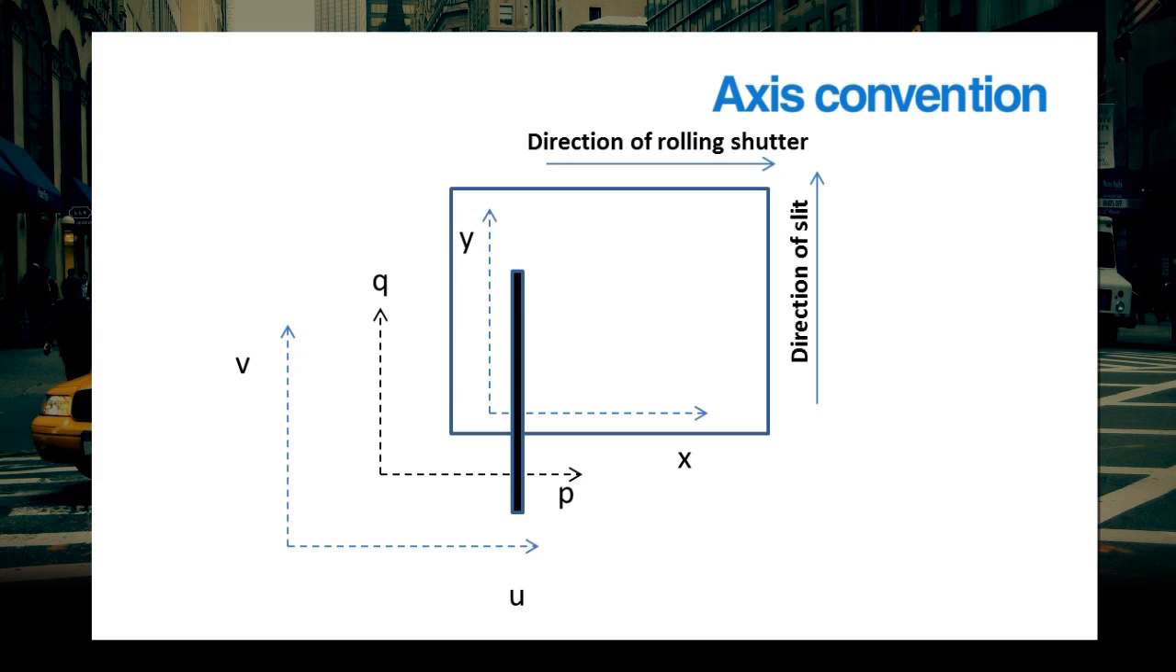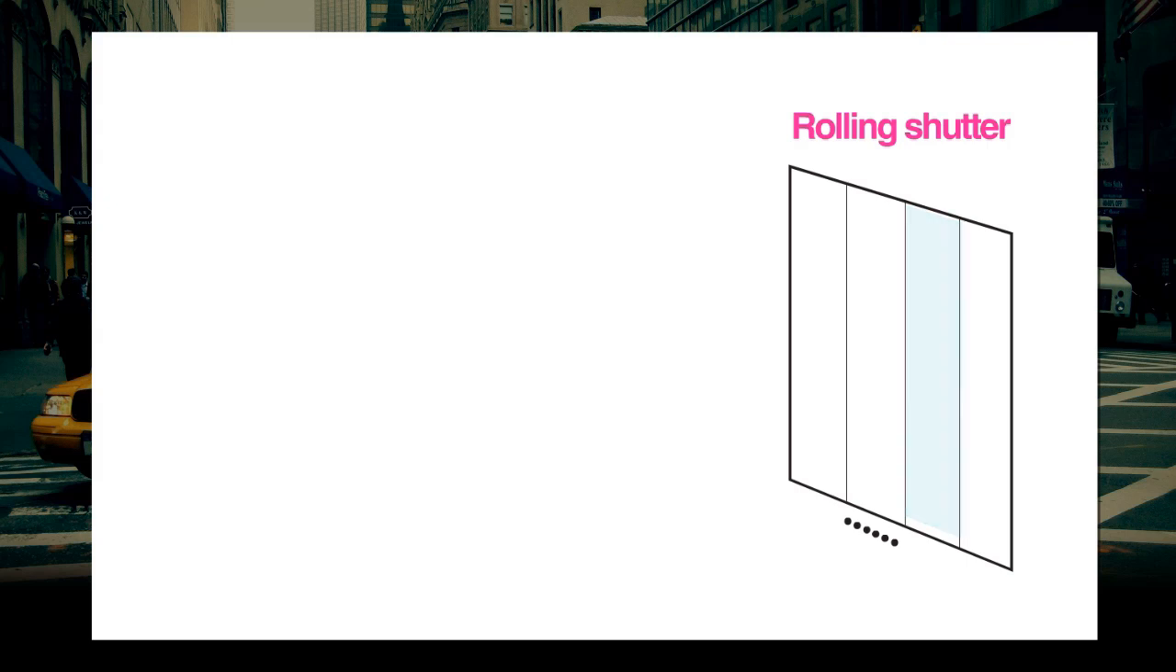For ease of explanation, we denote the lens plane as UV plane, mask plane as PQ plane, and sensor plane as XY plane. We place the monoline slit in the Q direction, perpendicular to the direction of rolling shutter. The method of image acquisition in CMOS cameras is through a rolling shutter. Here, each frame is captured by exposing and reading out different portions of images at different instances of time.